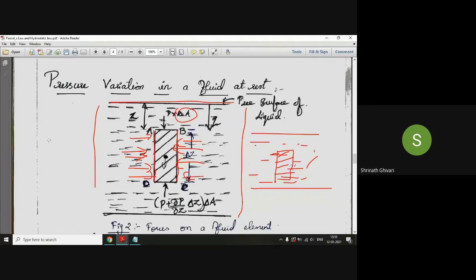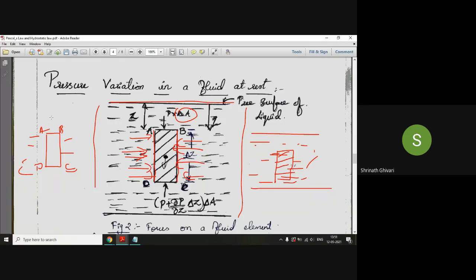I will draw the fluid element over here. Besides, everything is water, this is also water, but we are considering it to be a fluid element. So this is A, B, C and D. Now, which all forces will be acting on this? You consider this to be a 3D dimension, because it has some area.